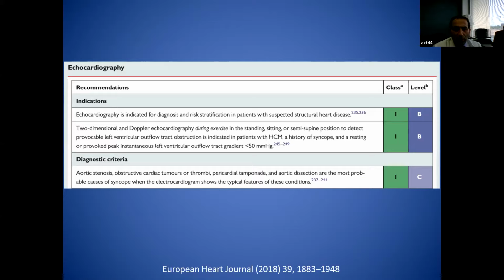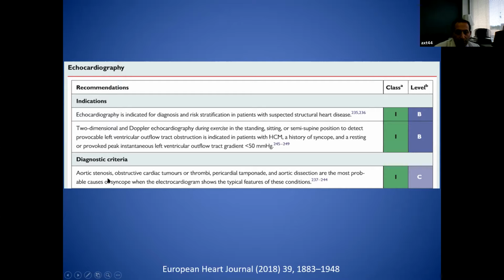In terms of echocardiography, it is a class 1 recommendation for diagnosis and risk stratification in patients with suspected structural heart disease, 2-dimensional and Doppler echo during exercise in the standing or semi-supine position to detect provocable left ventricular outflow tract obstruction. So they're saying that if you have a patient with hypertrophic cardiomyopathy, sometimes you want to put them on a treadmill test to see if they obstruct further with peak exercise, so that's when or if the left ventricular outflow tract pressure gradient is less than 50.